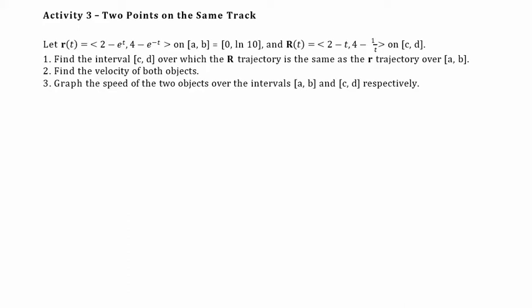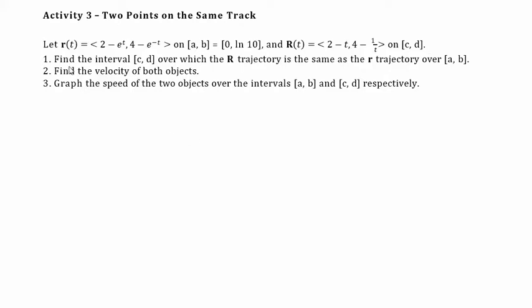Let's take a look at this example involving two vector-valued functions. Our first vector-valued function is little r of t, which is 2 minus e to the t, 4 minus e to the negative t. And it's only defined on the interval [a, b], which is from 0 to natural log of 10, including 0 and natural log of 10. Capital R of t is 2 minus t, 4 minus 1 over t on some interval [c, d] that we don't know yet, which we're going to look at in number 1.